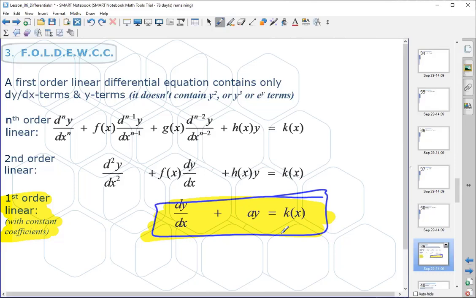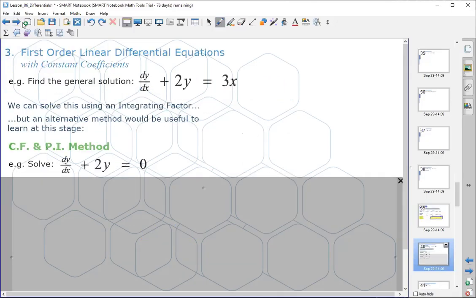And the reason for the new quick method actually isn't so that we can solve first order linear differential equations with constant coefficients, because we can solve them anyway. It's so that when we move on to second order linear differential equations with constant coefficients, the method will be compatible with this method. And so we're just learning it to get some practice in of something that we're going to be doing later on. And so the method that we're going to use is called the CF plus PI method.